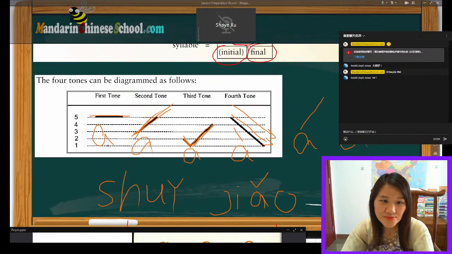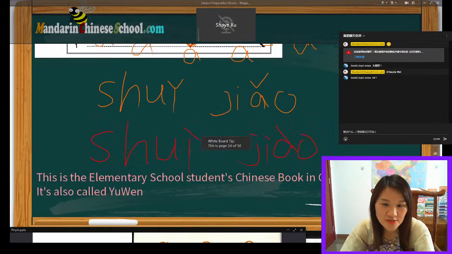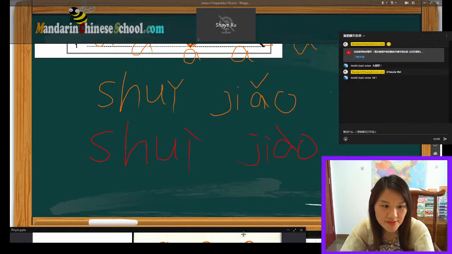So 水饺 and 睡觉. The 4 tones. And also in Chinese, actually there's one more tone. It's called neutral tone. Neutral tone means no tone mark. As in this word, for example.